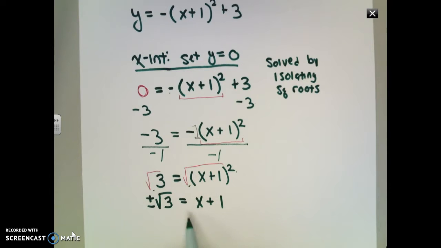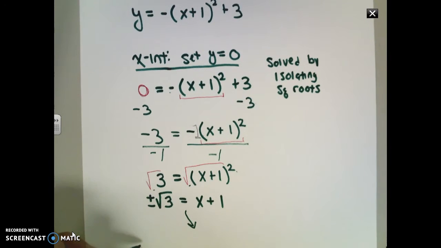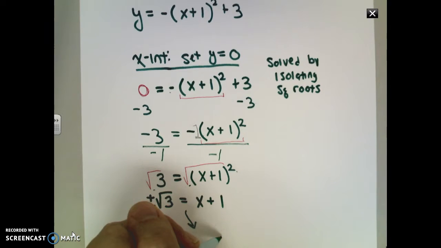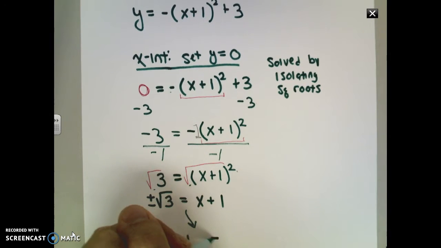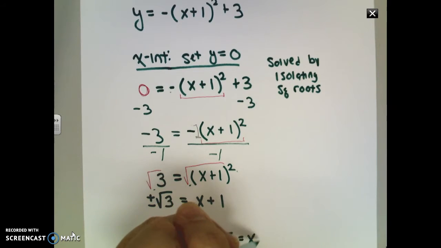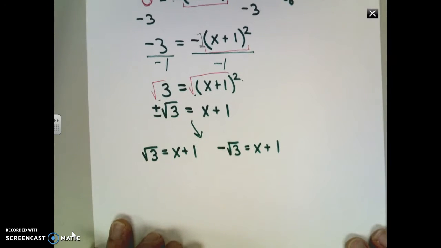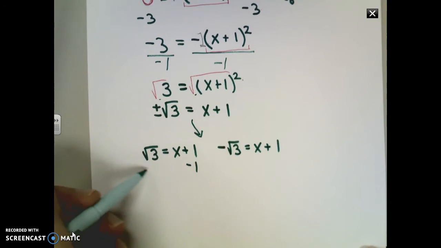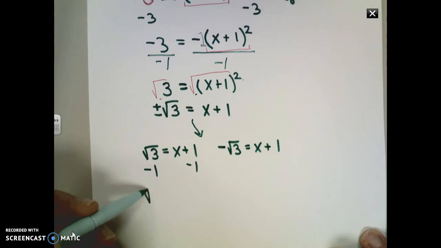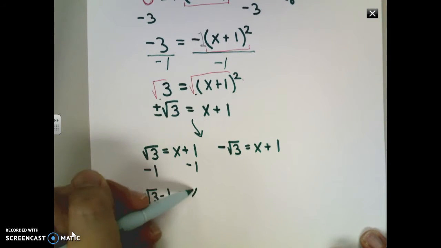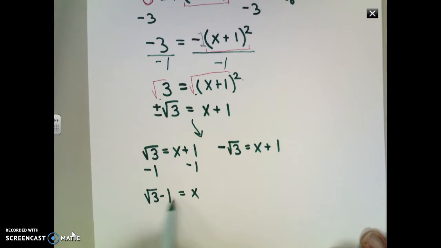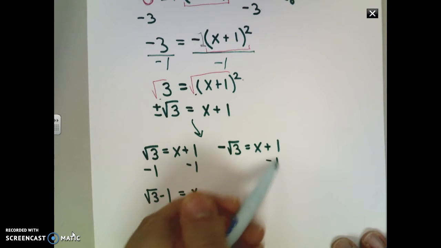So really, what we need to do is write this out as two separate equations. Square root of 3 equals x plus 1, and the negative square root of 3 equals x plus 1. There are my two equations that I have now to solve this with. We're going to get x by itself by subtracting 1 from both sides. And so in my first example, I get root 3 minus 1 equals x. Notice that the 1 is outside of the square root. And here I subtract 1 as well.